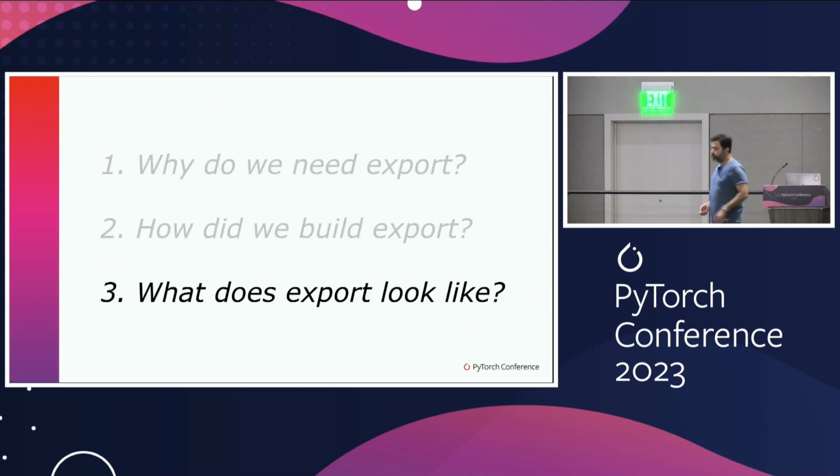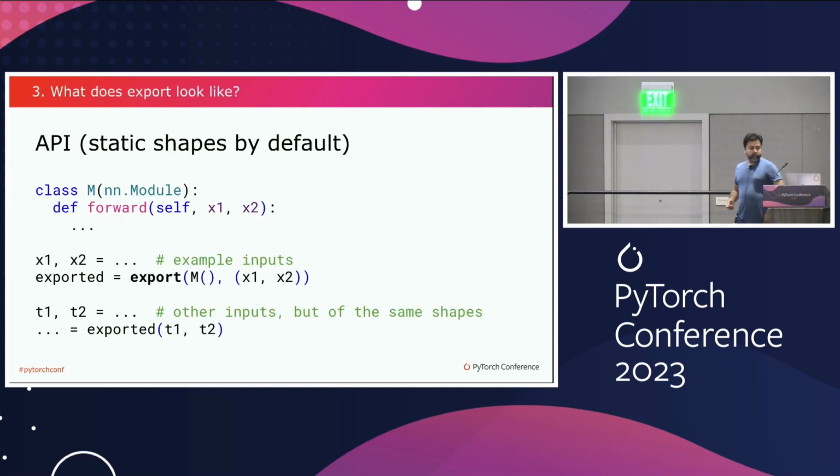All right. Hopefully that's enough whetting of appetite. Shall we finally see what export looks like? All right. So as I said before, we compile assuming static shapes. So what you do is basically pass to export a model or any callable really, pass in some example inputs, and you get an exported program which you can then run on other inputs as long as the shapes are exactly the same as the example inputs. So nothing much to see here really, which is the whole point, right?